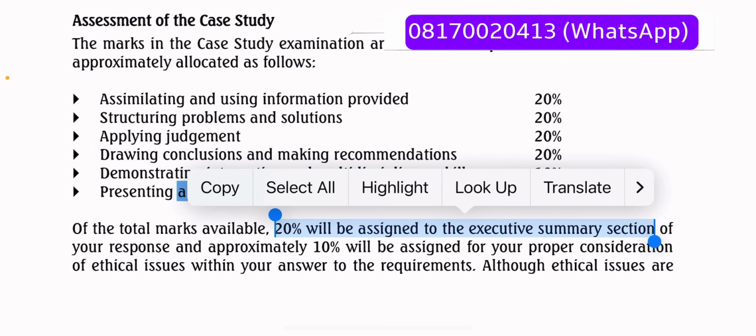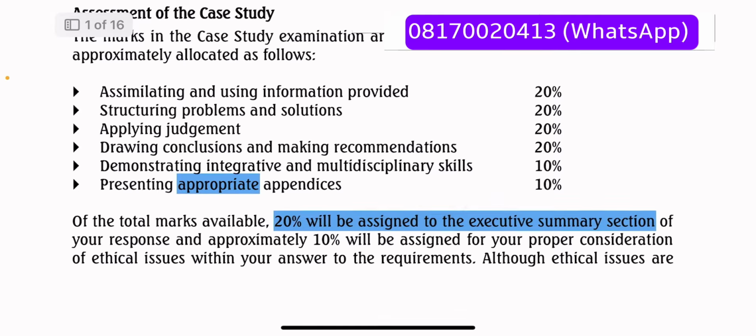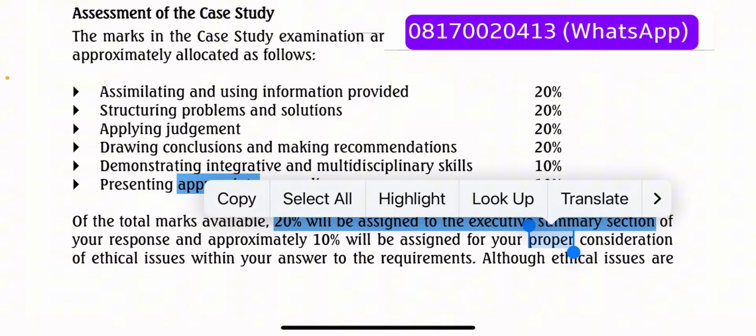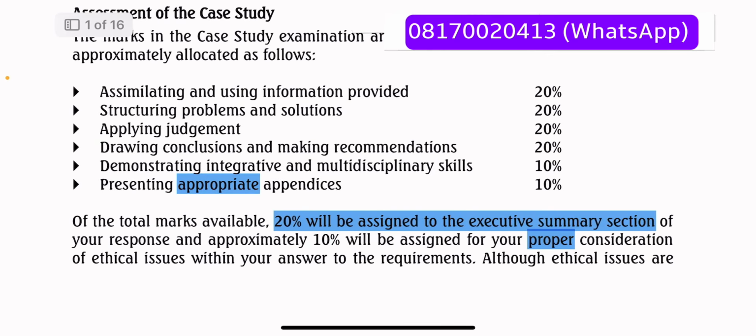20% is 20 over 100, right? And you're going to be scored over 100, obviously. So it's 20%, and they said 10% will be assigned for your proper consideration of ethical issues. Proper, emphasis on proper, because many students will just be putting ethical issues that are not relevant.